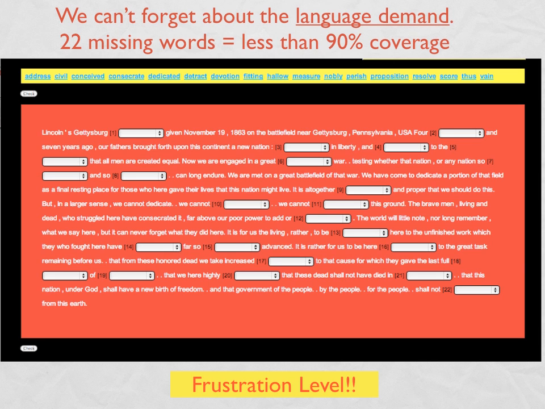With 16 unfamiliar words and repetitions in the text, we have less than 90% coverage, which puts even our skilled readers at frustration level. Fortunately, we can use the question stems as a tool to simultaneously familiarize students with the vocabulary-based questions and the complex language of this text.